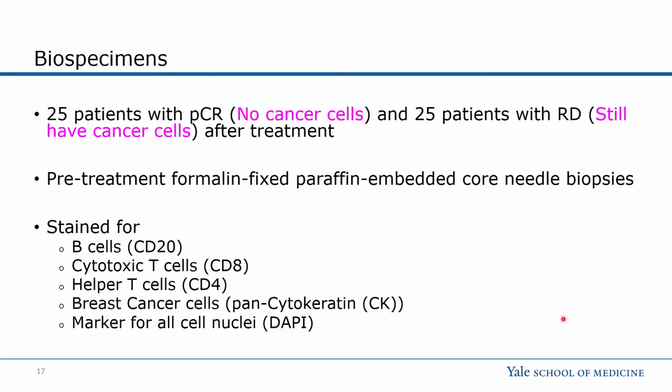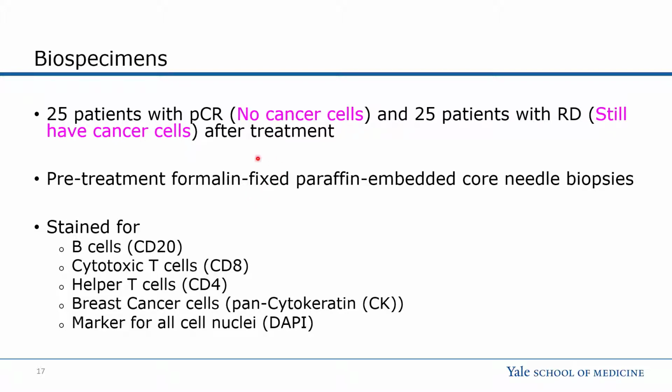And so the specimens that we're using: we have 25 patients with pCR, meaning that they have no cancer cells after treatment, and 25 patients with RD, meaning that they have residual disease, they still have cancer after treatment. These are the patients that we're using, but the biospecimens are going to be the pre-treatment, formalin-fixed, paraffin-embedded core needle biopsies. So meaning that these are the samples that we collect before the patient is actually treated.